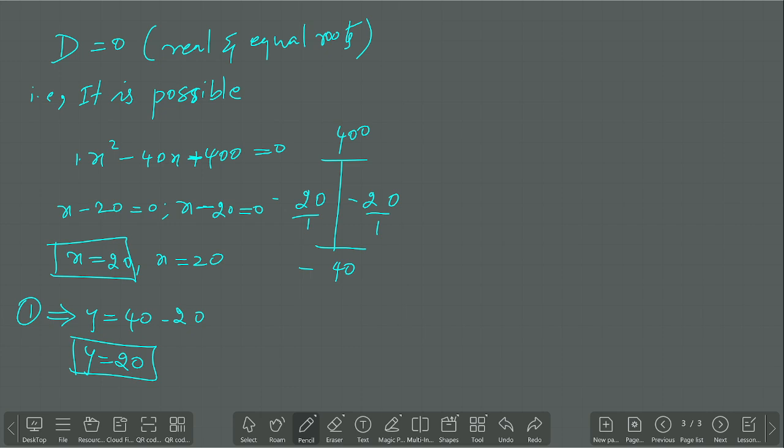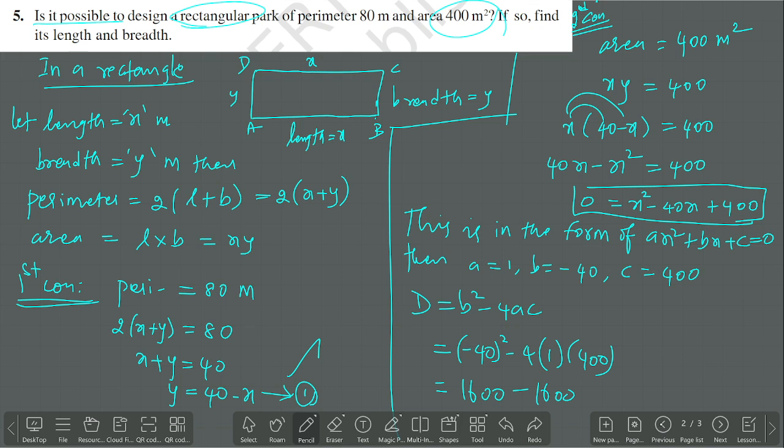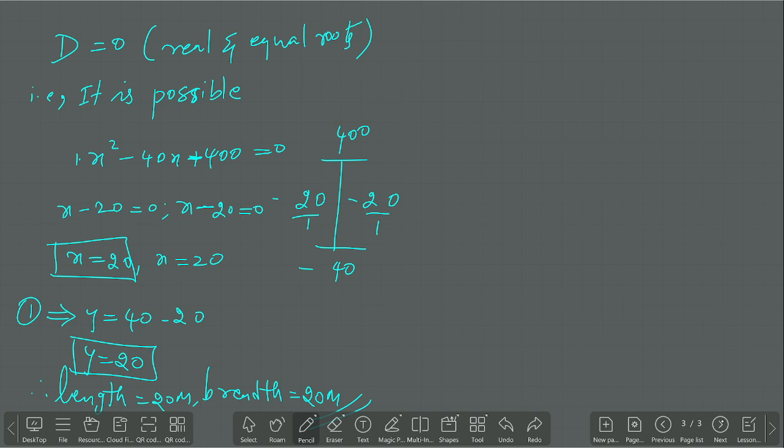Now a rectangle cannot be a square, but a square can be a rectangle, understand? It's possible. So therefore length equal to 20 meter and breadth equal to 20 meter. They asked to find length and breadth, and we got it. Is it okay, children? Don't get confused. Both x and y we got as 20, so it became a square. A square is also one of the rectangles.